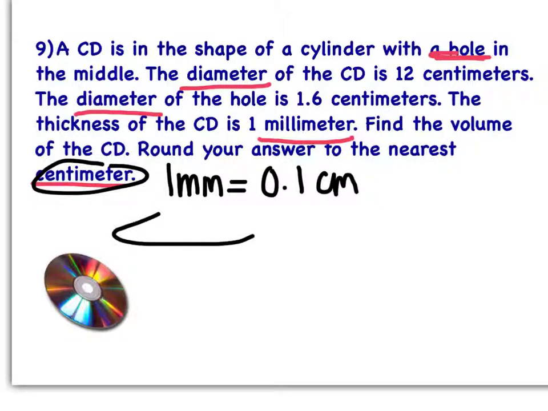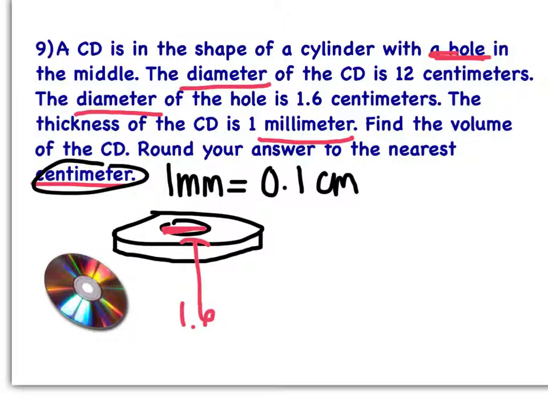And now I'm going to draw a picture. I am nowhere near capable of visualizing this. So there is my CD. I know it's beautiful. We are going to label our diameter 1.6, and we're going to label our diameter all the way across as 12. So that's our 12. Make sure you don't use 12 and 1.6 as the radius. Okay, that is the diameter. And our thickness is 0.1 centimeters. Okay, now we figured out the centimeters problem. What about this whole problem?